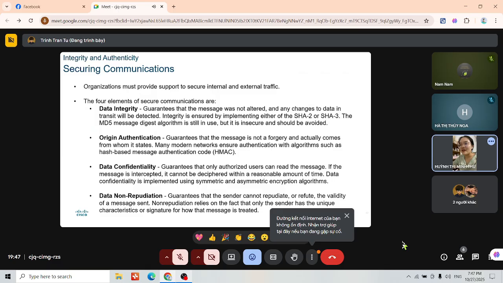Data integrity: the message was not altered, and any change to data in transit will be detected. Origin authentication guarantees that the message is not a forgery and actually comes from whom it claims. Data confidentiality guarantees that only authorized users can read the message. And the last, non-repudiation, guarantees the sender cannot repudiate or refute the validity of a message sent. Next slide.